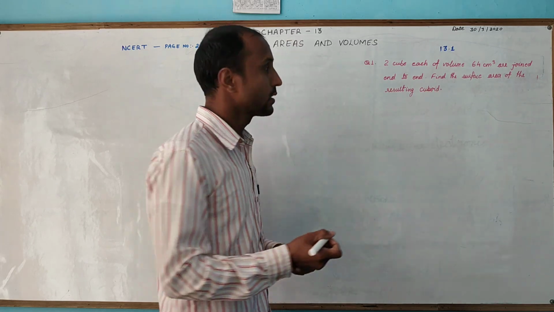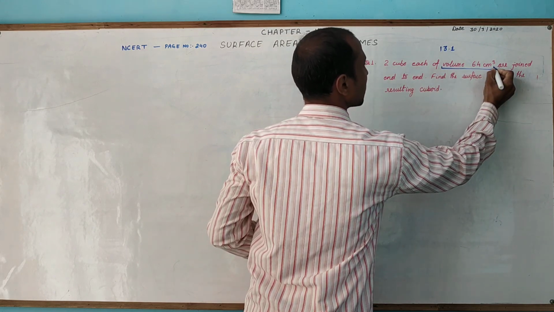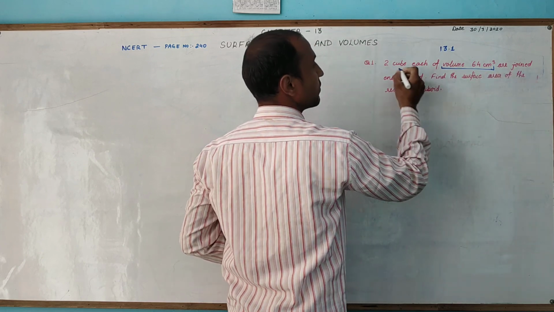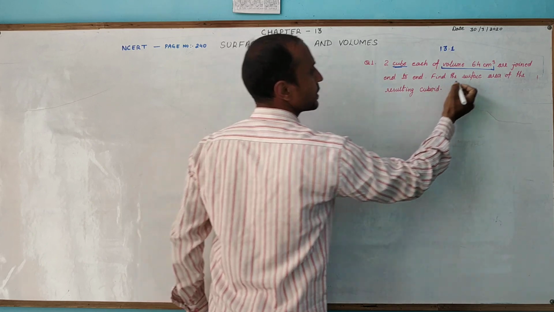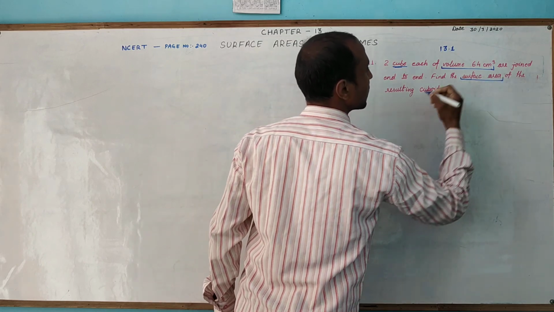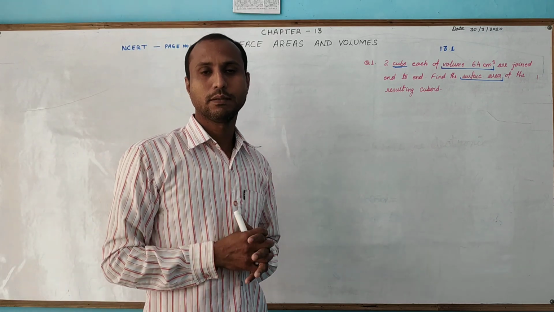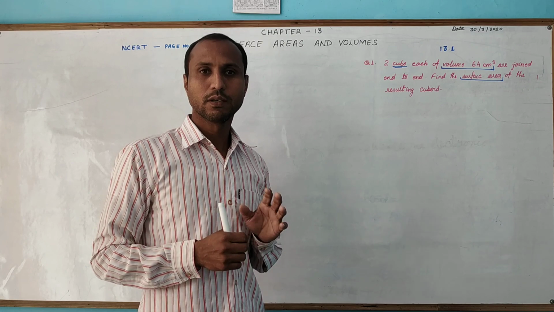So what are the major things we have to notice here? The given information is that the volume of the cubes is given, two cubes, and he is asking us to find out the surface area. So we always start with the given portion. In mathematics, whatever is given in our question, we start with that part of the question.